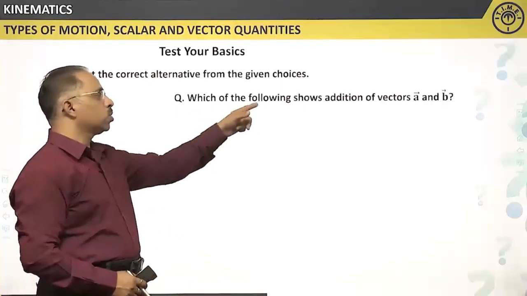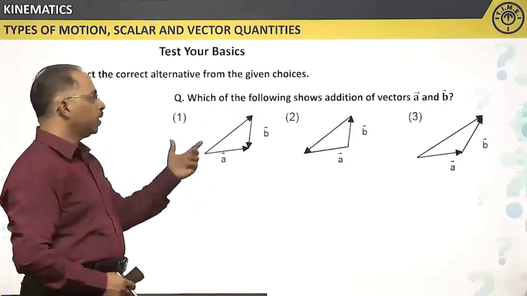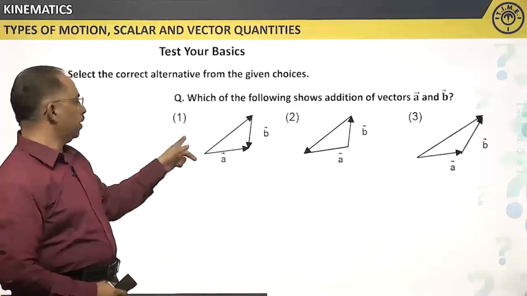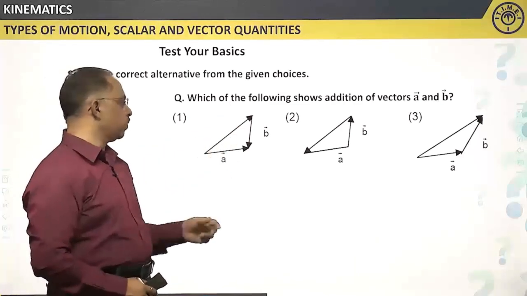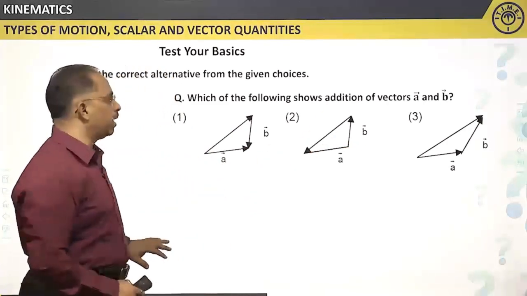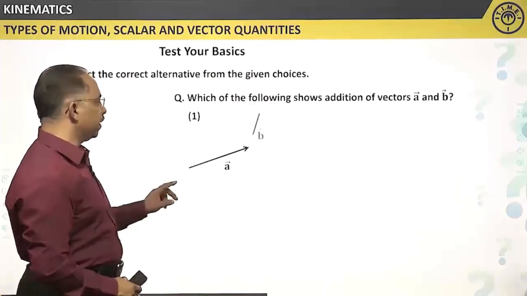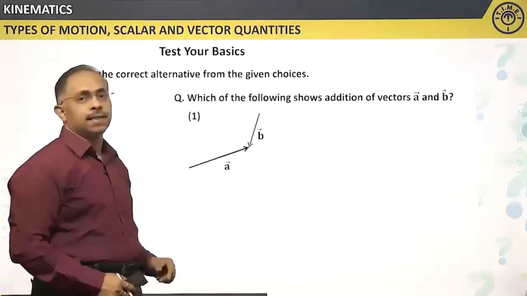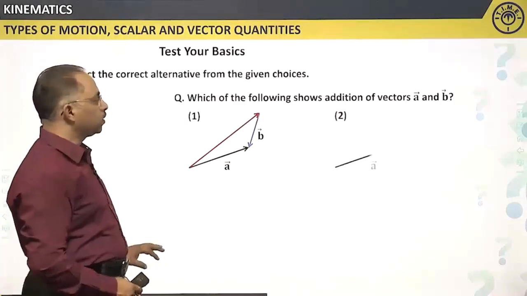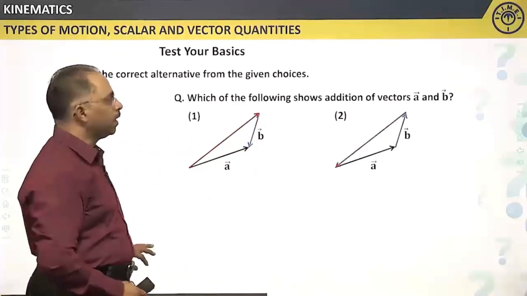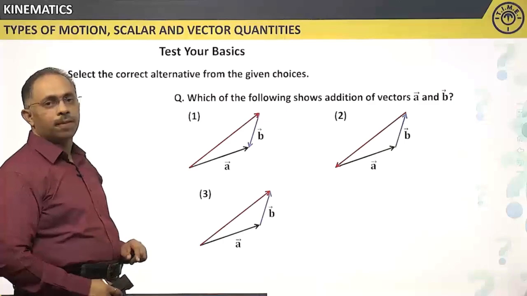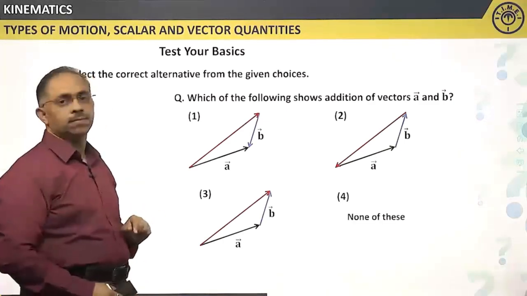Which of the following shows addition of vectors A and B? So, here I have given 3 images over here. The first image is shown this way, you can see the arrows. Second and third. Let us try to animate these things and then observe. First one is going like this, 2 vectors are directly like this, the addition is shown this way. Second one is shown, A and B are like this and the addition is shown this way. Third one like this and the addition is shown this way. The fourth option will be none of these.